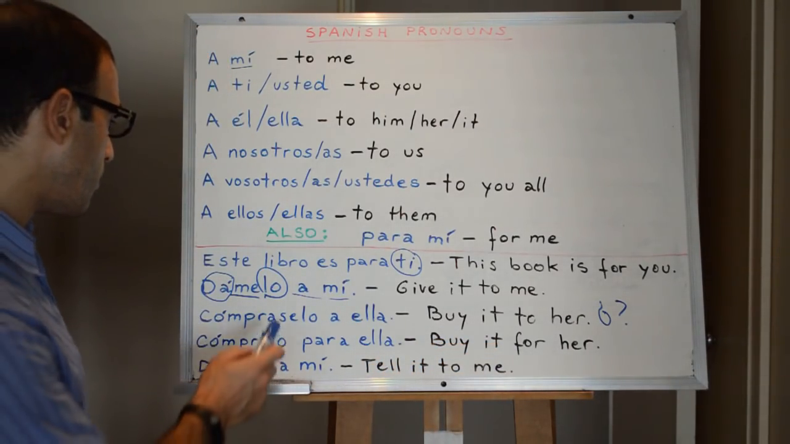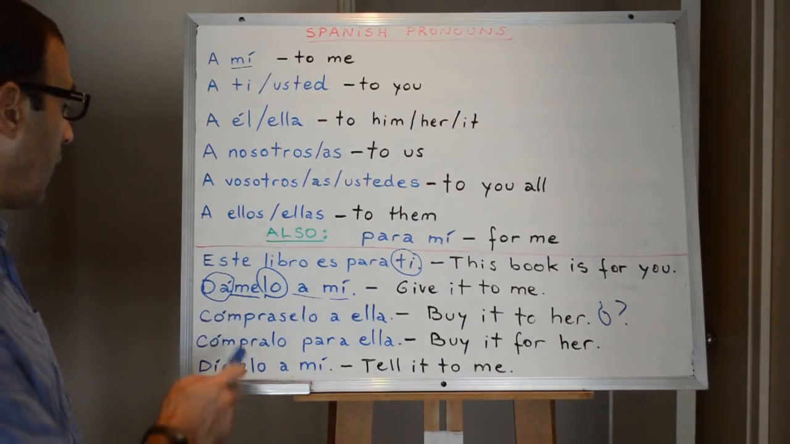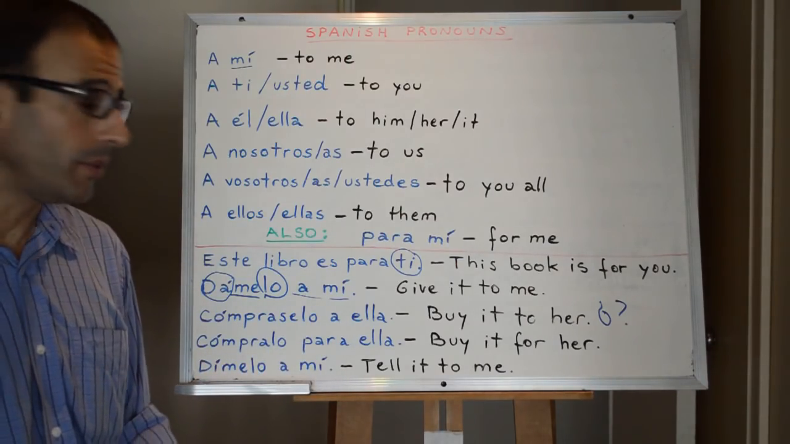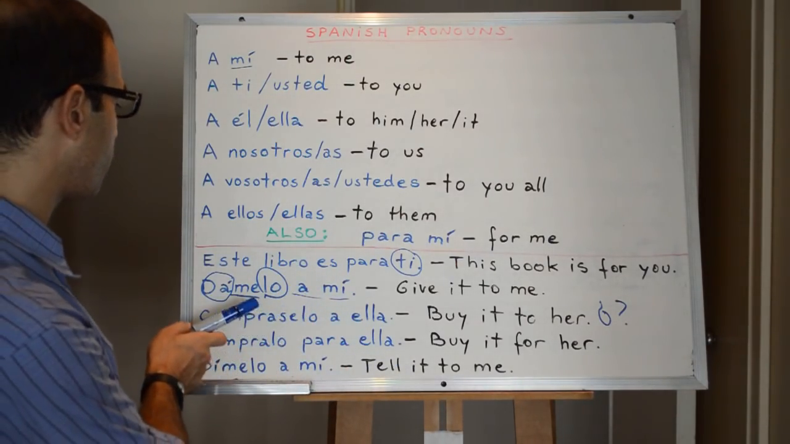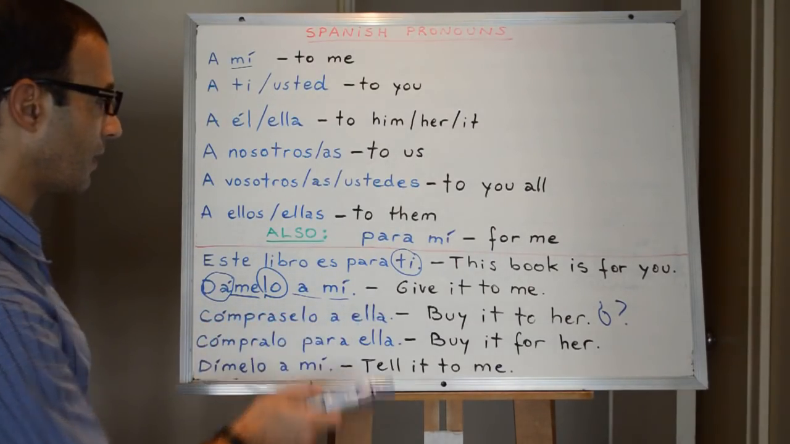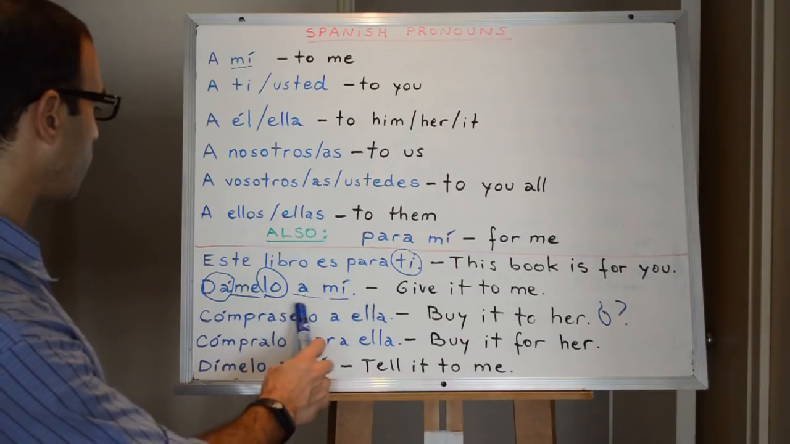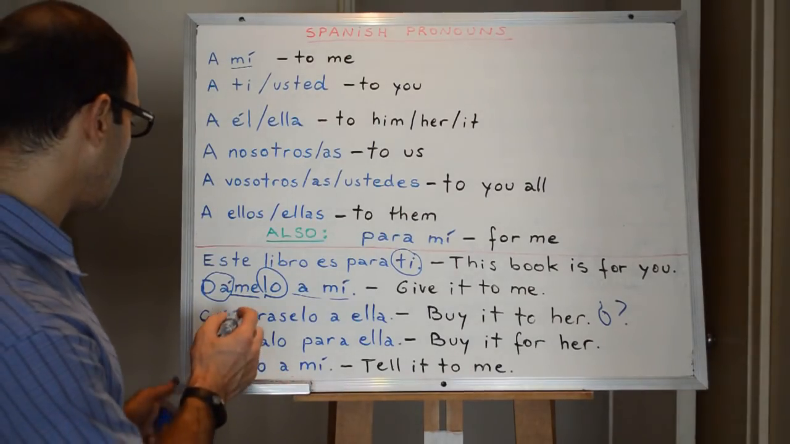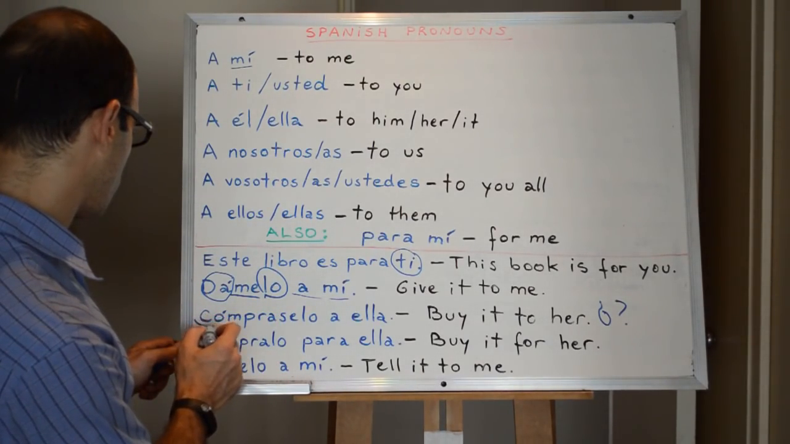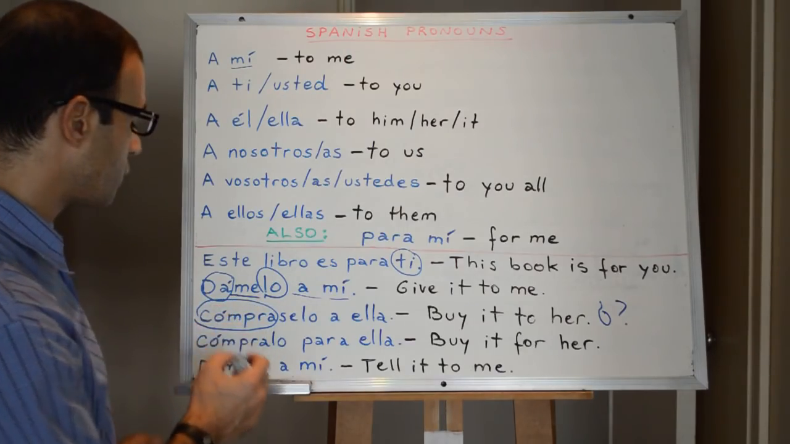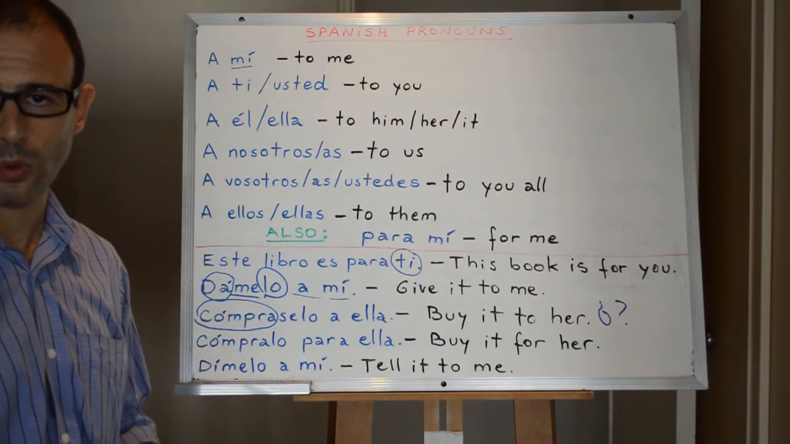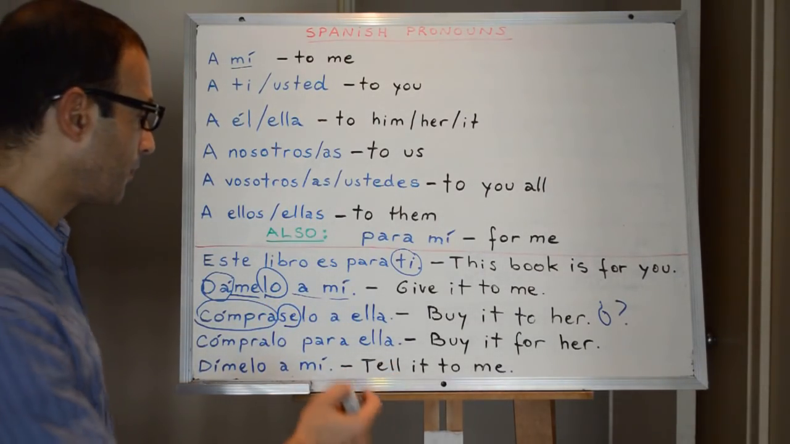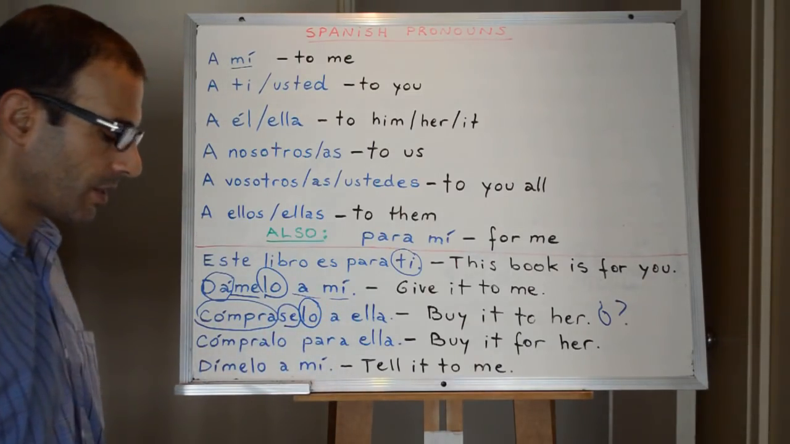However, in Spanish, both forms are correct. Cómpraselo a ella or cómpralo para ella. However, we prefer in Spanish the first one. Cómpraselo a ella, right? We prefer this one and we use this one more. Again, let me show you. This word comes from compra, which is imperative from the verb comprar, to buy. Se, to her. Lo, it, right?